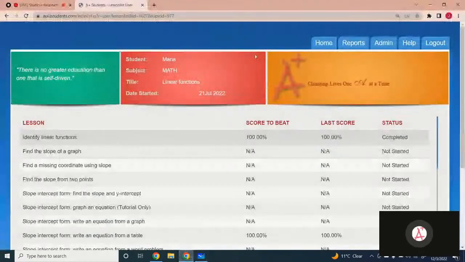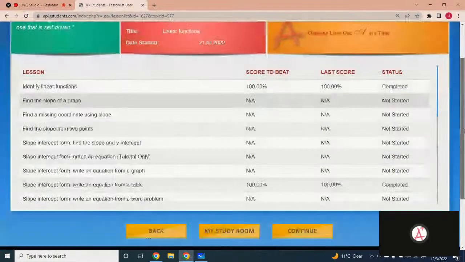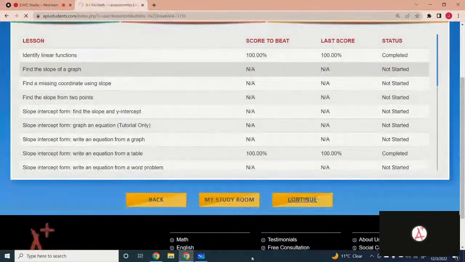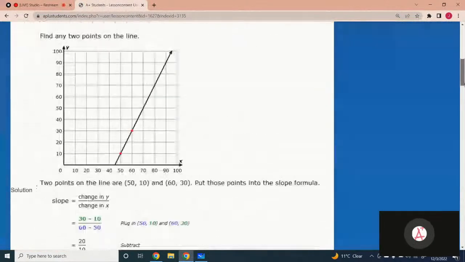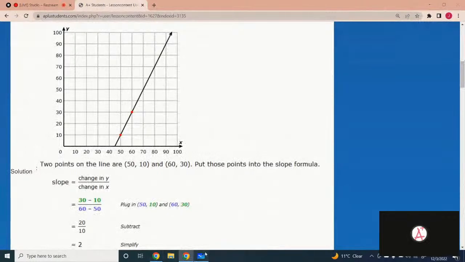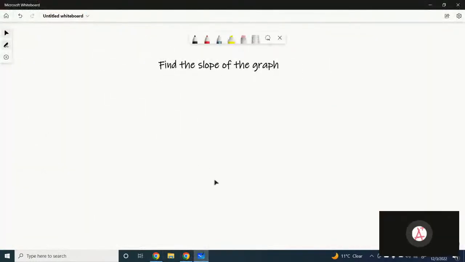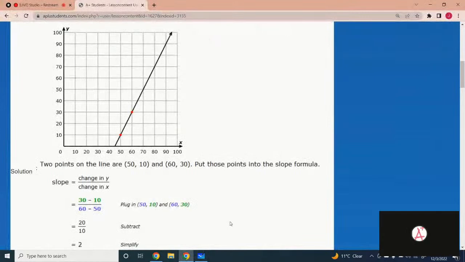Okay, you're given graphs. You have to find the slope of the graph. Got it? Okay, the slope is always the change in y divided by change in x. So you can use any of the points on the graph, put the values in the equation, that is change in y divided by change in x, and find the value of the slope.